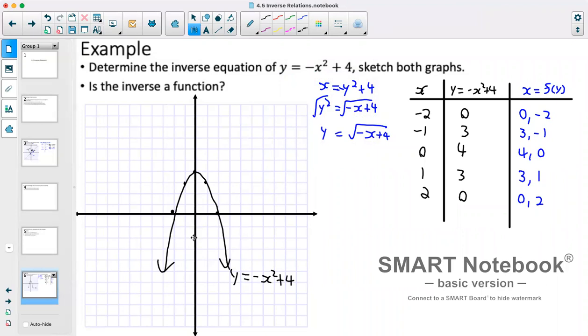So at 0, we're at -2. 3, we're at -1. 4, we're at 0. 3, we're at 1. 0, we're at 2. So our graph should look something like this. Now we can see this obviously does not pass a vertical line test, so it is not a function.